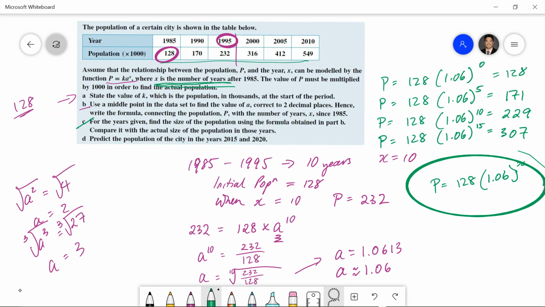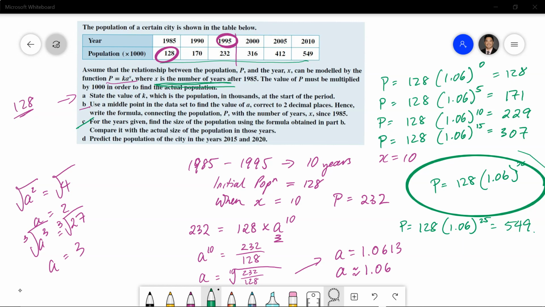And then if we go all the way to, say, 2010, which is 25 years, putting that into your calculator, you'll end up getting about 549. So some of the values are a little bit off, but that's because our value for the base a has been approximated and rounded off.